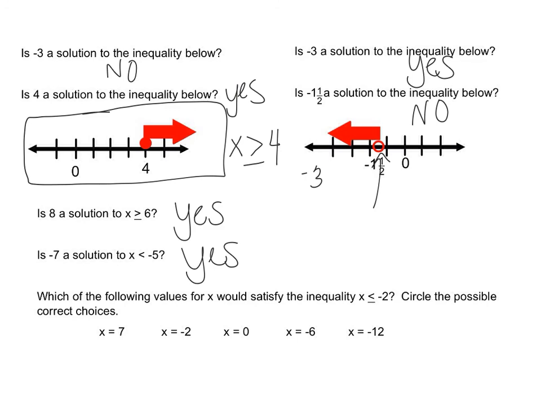Finally, which of the following values for x would satisfy the inequality x is less than or equal to negative 2? Let's circle all of the possible choices. Could x be 7? Is 7 less than negative 2? No. Could x equal negative 2? Is negative 2 less than or equal to negative 2? Yes, it's equal, so that's a possible solution. How about 0? Is 0 less than or equal to negative 2? No, so it is not a solution.